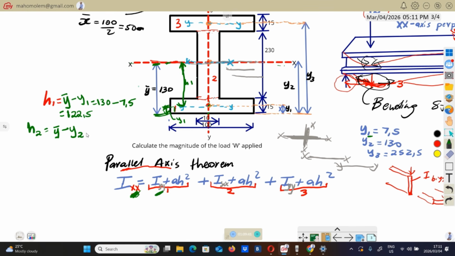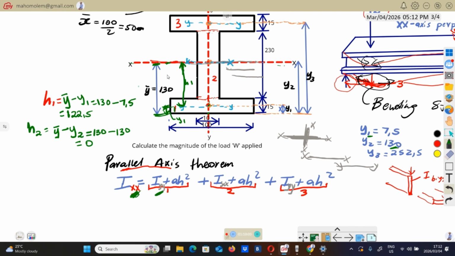So in this case, y bar is 130. What about y2? Y2 is 130 as well. Therefore, in this case, H is going to be 0.